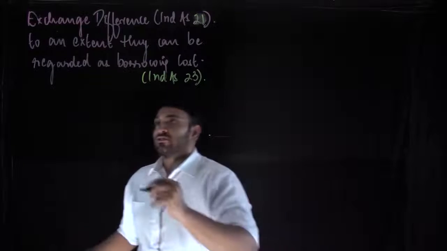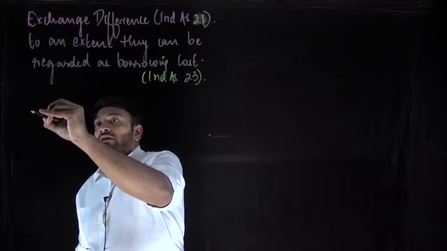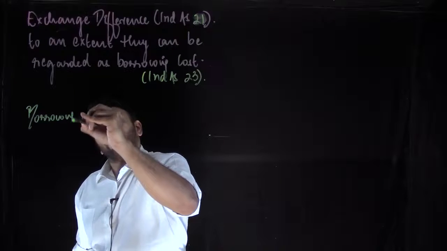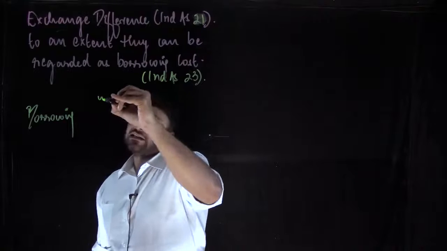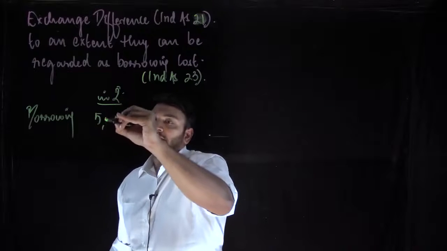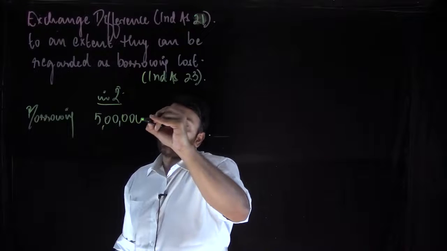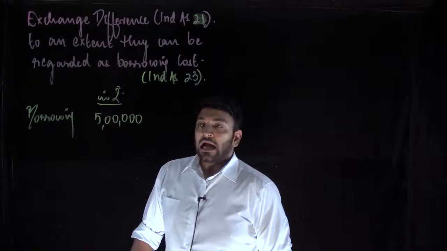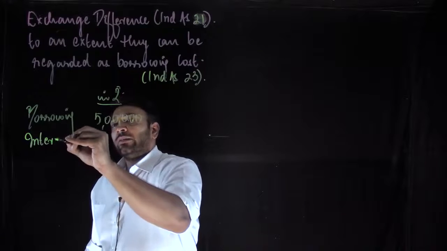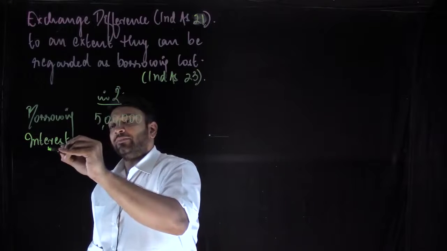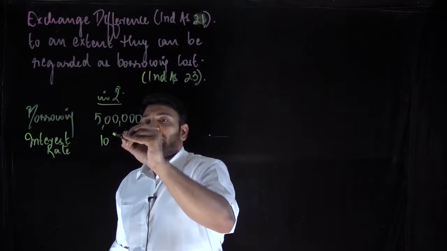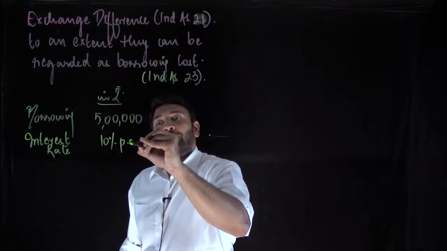Let's say I required a borrowing of, in rupees, about 5 lakhs. This is the borrowing which is required. I started assessing it and I understood that the interest rate in India was about 10% per annum, let's say.